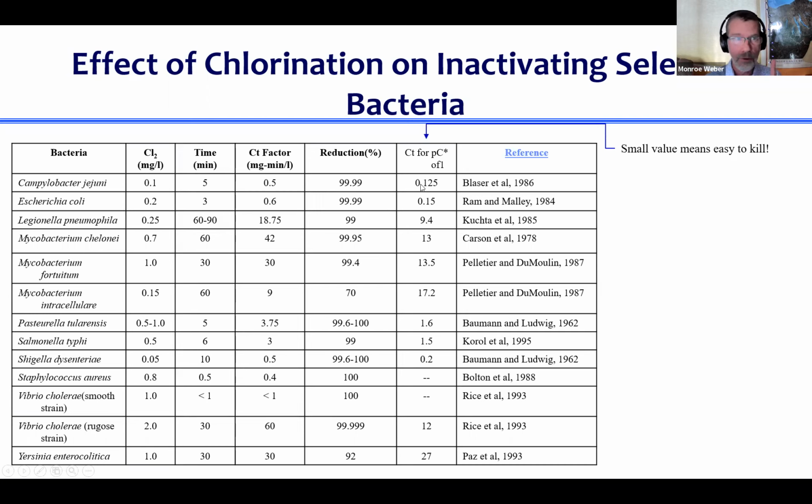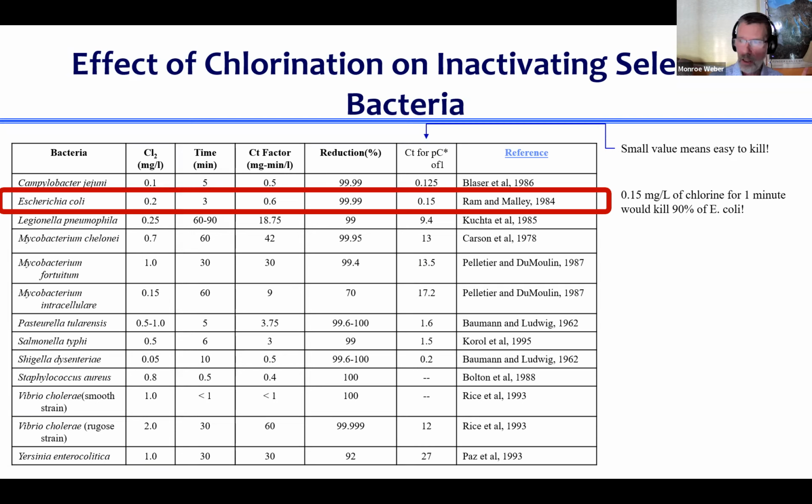And if you look down on this slide, what you're looking for are the bugs for which it takes a lot of chlorine, a high CT, to get a PC star of 1. And the ones that show up are, there's this Mycobacterium where it takes 17. So remember that number.